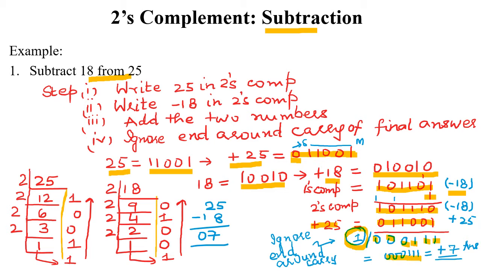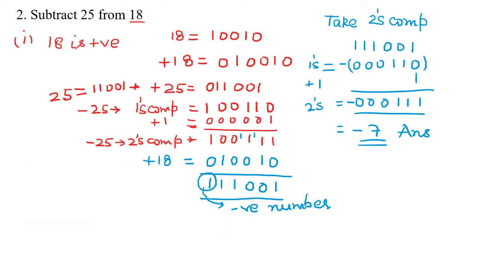0000111. The first bit is 0, which indicates the number is positive. The remaining bits indicate the magnitude and 000111 is equal to plus 7. 25 में से जब हम 18 घटाएंगे the result will be plus 7 and so our answer is correct. Let us take another example.